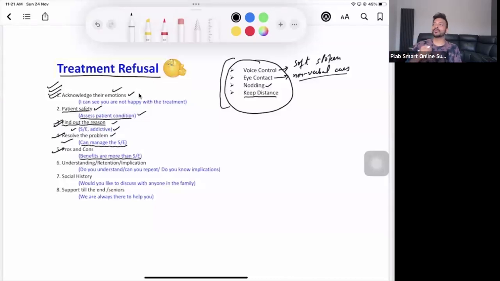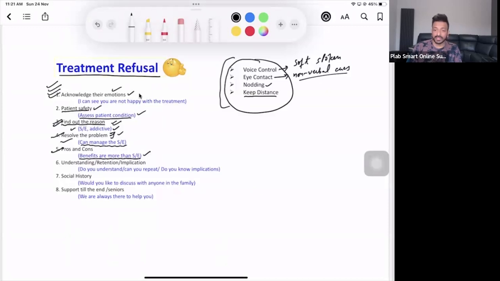Or you can offer Age UK, or you can offer something like joining the community clubs and all. They will be able to talk to other people, and that's going to be quite helpful as well. So find out the reason, and try to solve that problem as much as you can. Your job is to offer the solutions, and your patient might refuse those solutions. That is absolutely fine. They have got the right to refuse the treatment as well. And then obviously you can tell them the benefits are more than the side effects.